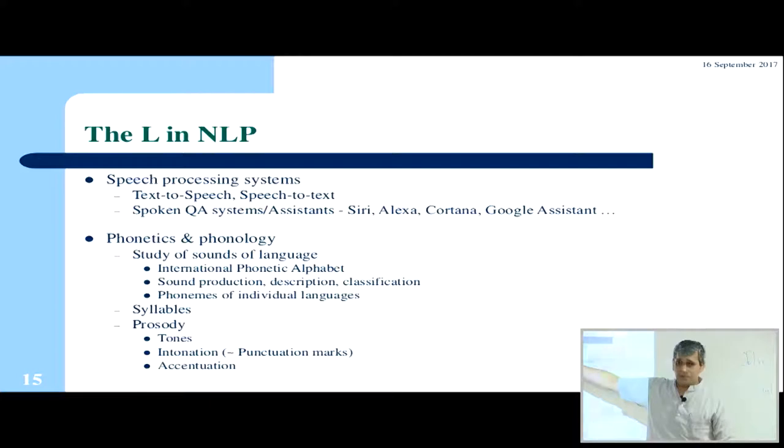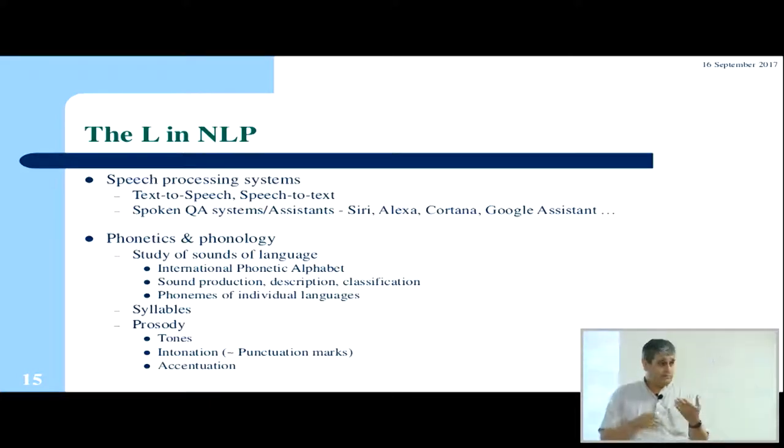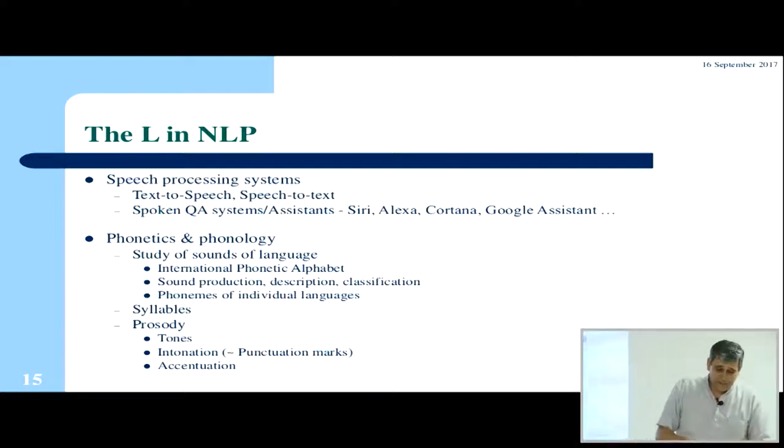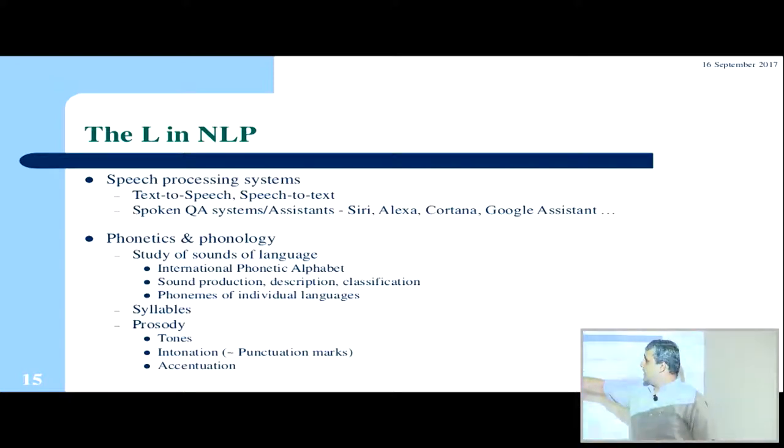Know any examples? Correct. Or the dictation systems, wherein you dictate and the system writes a memo, for example, or a letter. Those are speech to text. So they take input in the form of speech or voice, and the output is text written. And then you have spoken QA. QA as in question answering, not quality assurance.